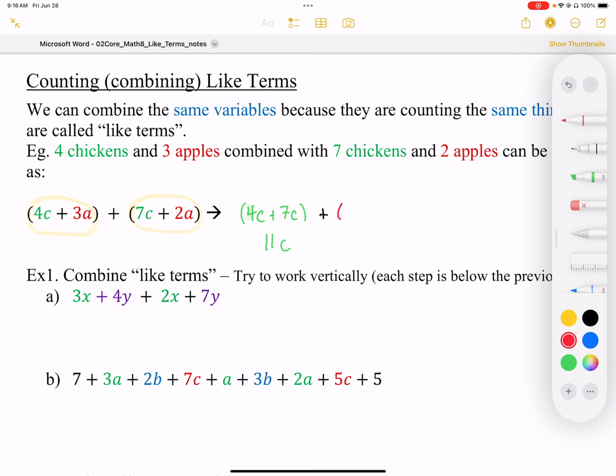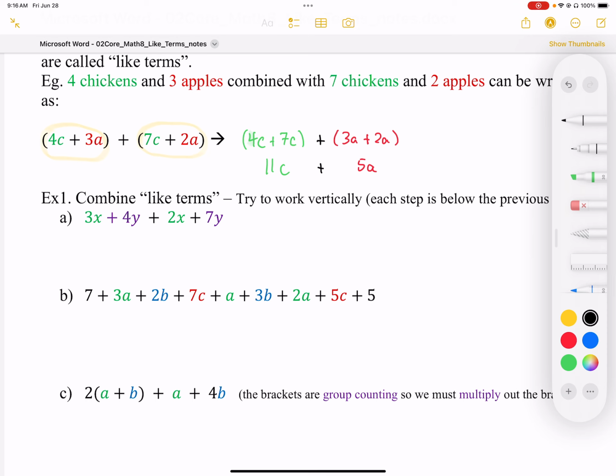We can count the apples together. 3 apples and 2 apples, and that gives us 5 apples in total. We're counting all these, so we're going to combine them with a plus. Now we can't add 11 and 5 because 11 is counting something different than the 5 is. 11 is counting chickens, the 5 is counting apples.